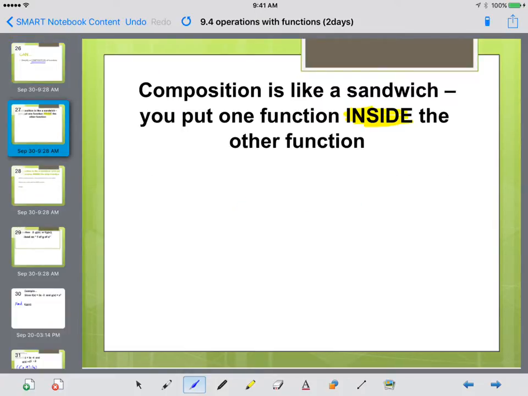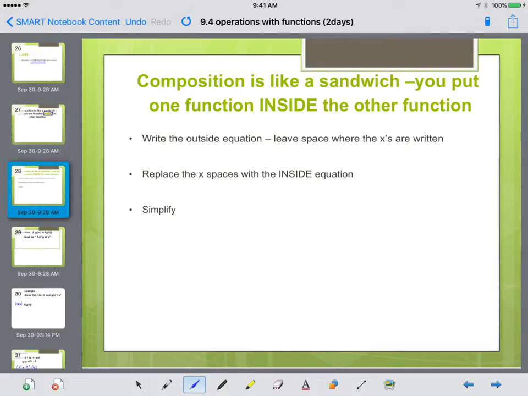Well, a composition is like a sandwich. You're going to put one function inside the other function. So here are the steps, and this is written on a poster, so find the poster in Canvas. You can see the composition is like a sandwich. You put one function inside the other function. Now this might sound weird, but I'm just giving you the steps so we can put it to a poster when we put it to an actual example.